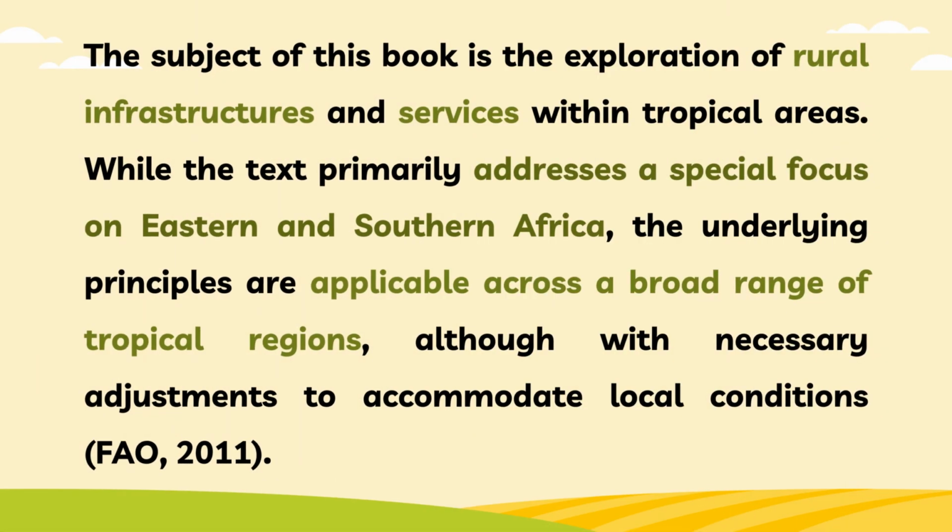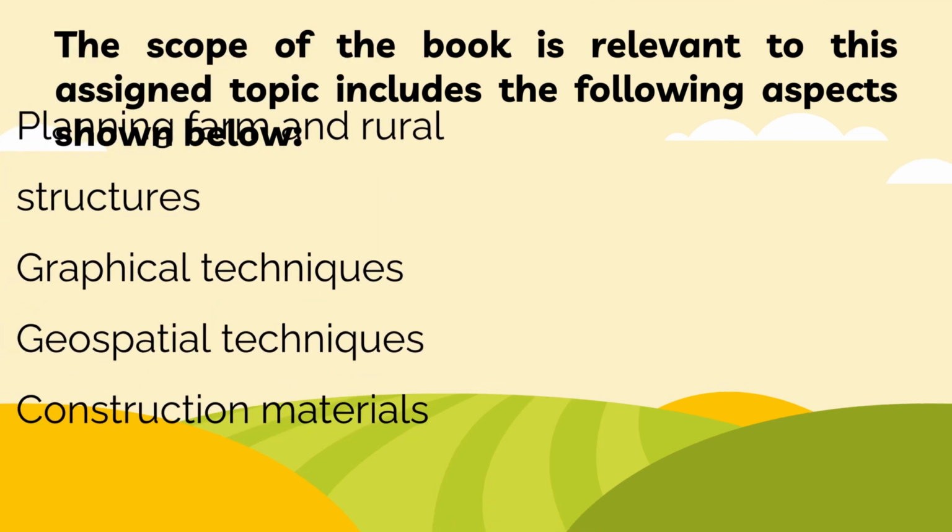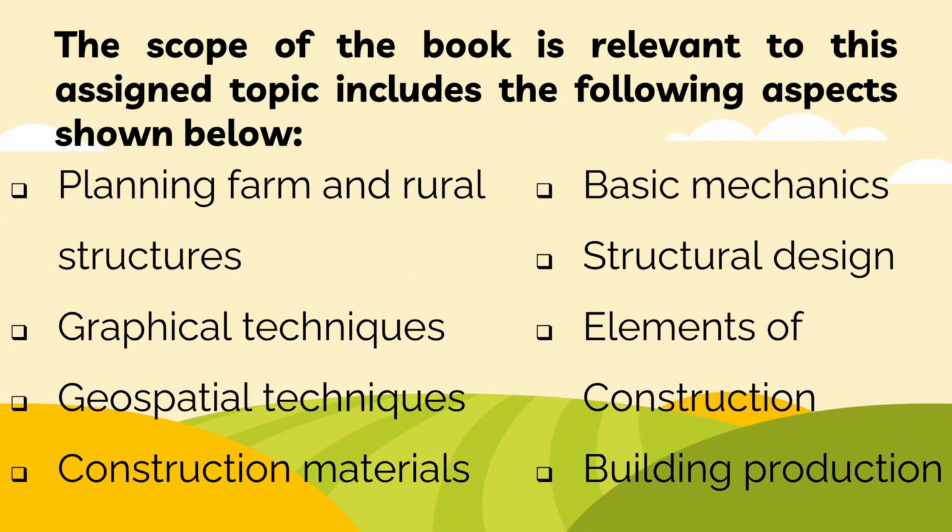The subject of this book is the exploration of rural infrastructures and services within tropical areas. While the text primarily addresses a special focus on Eastern and Southern Africa, the underlying principles are applicable across a broad range of tropical regions, although with necessary adjustments to accommodate local conditions. The scope of the book relevant to this assigned topic includes the following aspects: planning farm and rural structures, graphical techniques, geospatial techniques, construction materials, basic mechanics, structural design, elements of construction, building production.